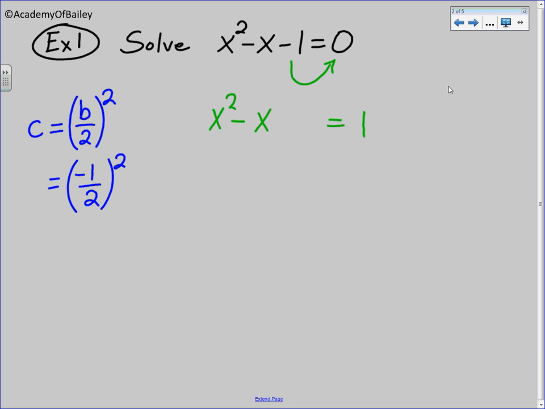Okay, so here's the thing. This is what you should have on your paper. If we are going to add c to one side, we also have to add c to the other side. Well, in this case, what are we going to have? Plus that's c.